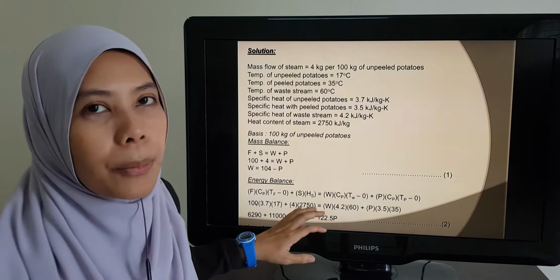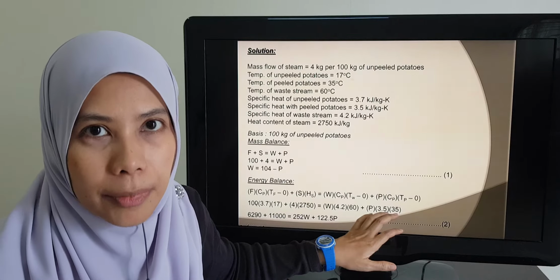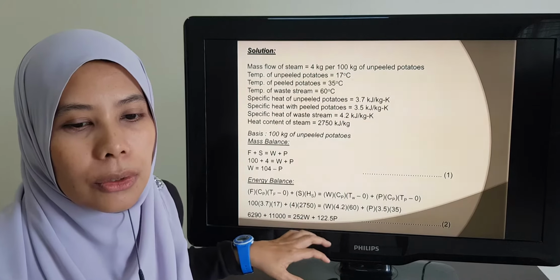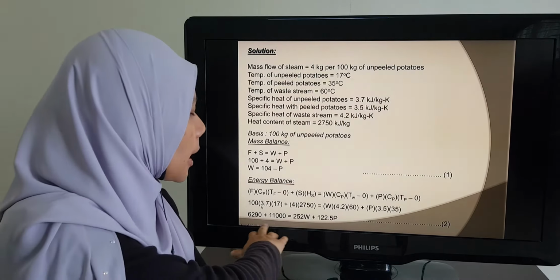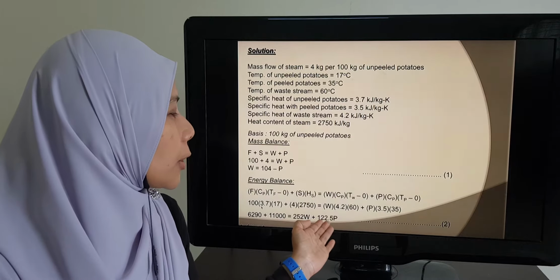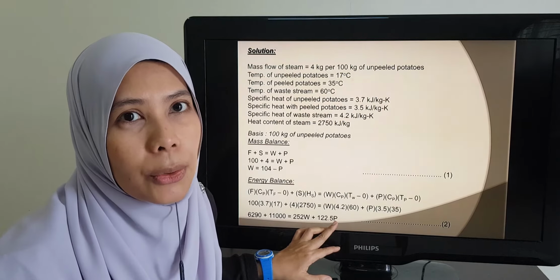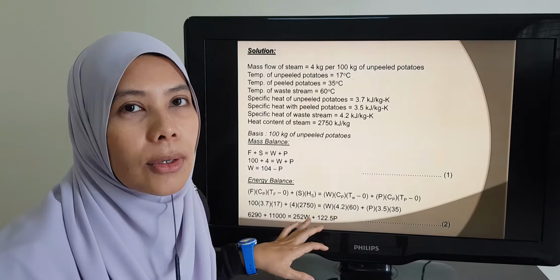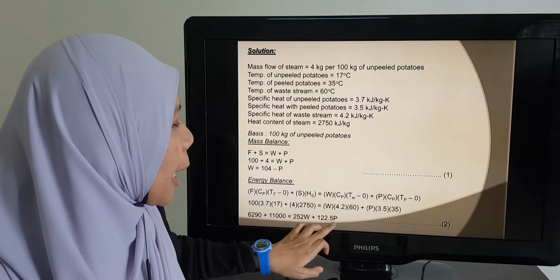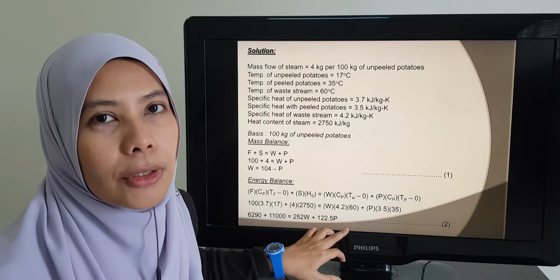So this is the energy balance. Again, put in all the values given in the problem statement. You will get 2690 plus 11,000 equals 252W plus 122.5P. This W and this P are unknown. This one is the mass: M for the waste stream, M for the peeled potatoes.